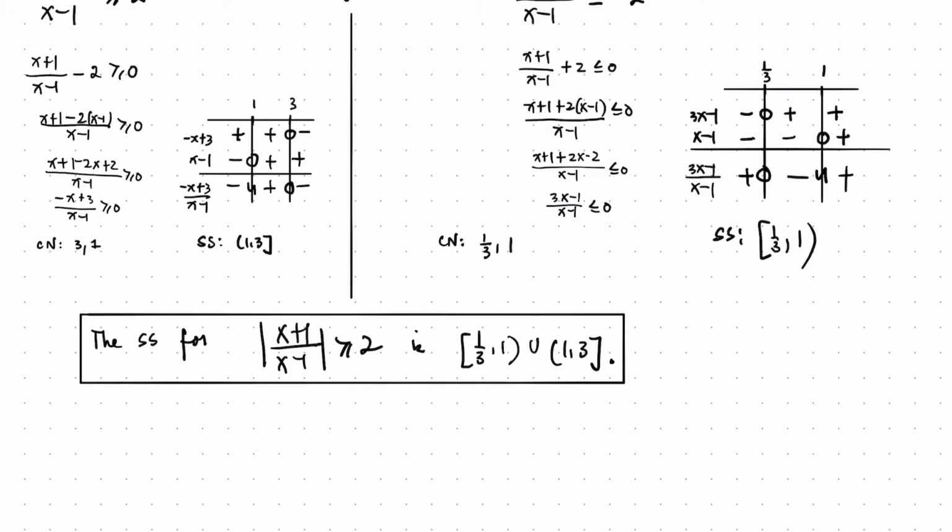Ano ba itsura nun sa number line? So, andito si 1/3. So, hindi kasali si 1. Bale, ganito itsura ng solution set mo. Yung interval na 1/3 to 3, pero hindi kasali si 1.